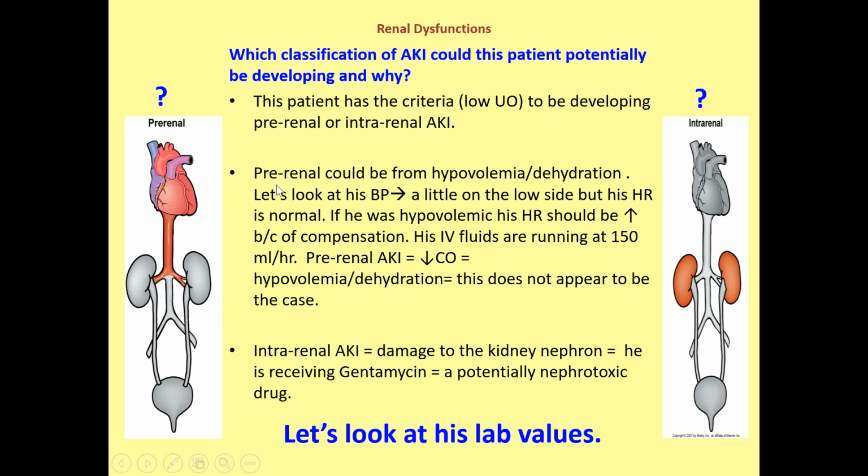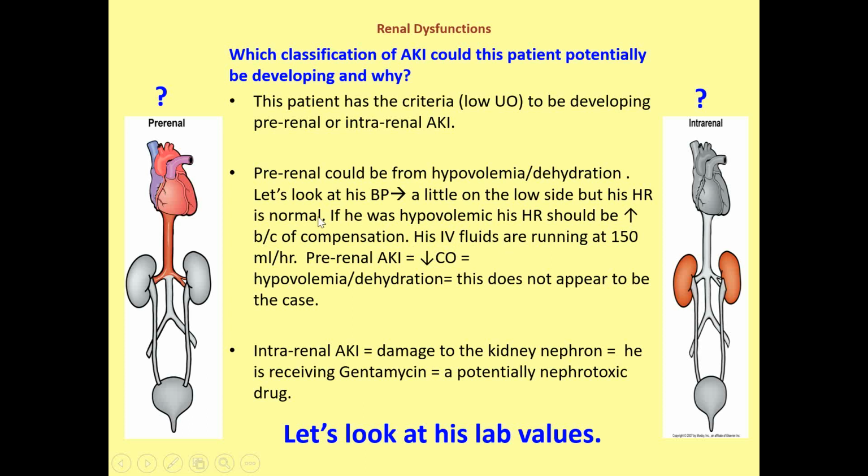If the patient had prerenal failure, then this is going to be from hypoperfusion. That's the fancy way of saying a decreased cardiac output. And when we look at the blood pressure, it's a little on the low side, but the heart rate's normal. So in normal individuals, if the cardiac output went down, then the heart rate would go up. That's compensation, and so we don't see that. So we have to think, maybe that's not the issue.